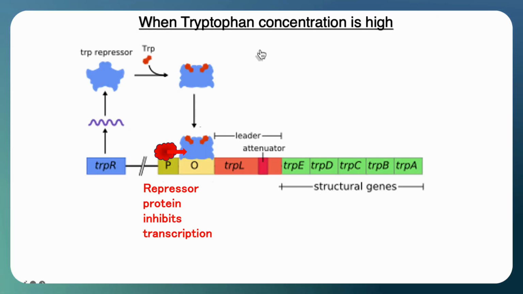On the other hand, when tryptophan is present in high concentrations in cytoplasm, many of the repressor proteins bind to tryptophan, causing a change in the three-dimensional structure. This repressor with the altered structure can attach to the operator, so even if RNA polymerase binds to the promoter and initiates transcription, it cannot transcribe the group of genes necessary for tryptophan synthesis that are located downstream. As a result, the concentration of tryptophan will eventually decrease.